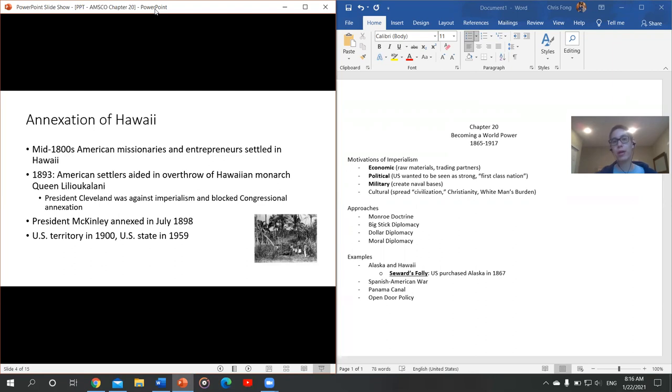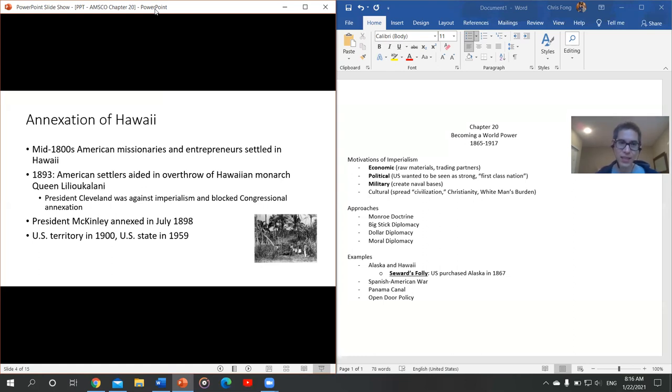There had been American missionaries and settlers who lived in Hawaii since the mid-1800s. Some of these were missionaries trying to spread Christianity. Some of these were entrepreneurs trying to invest their money and create new industries and businesses, especially in sugar, bananas, things like that. And so the U.S. supported, in the late 1800s, the Americans who had lived in Hawaii, who had really colonized Hawaii, to overthrow the Hawaiian monarch.